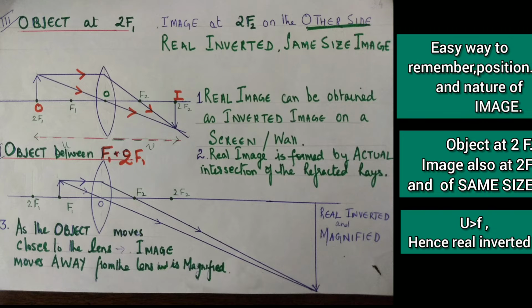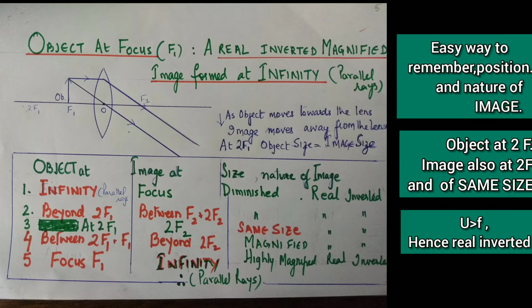Now pay attention to all the diagrams drawn. In all the diagrams, a ray parallel to the principal axis starting from the tip of the object passes through the focus on the other side, and the second ray from the tip of the object through the optical center goes undeviated. Wherever these two meet, you have the image, and this is the inverted image.